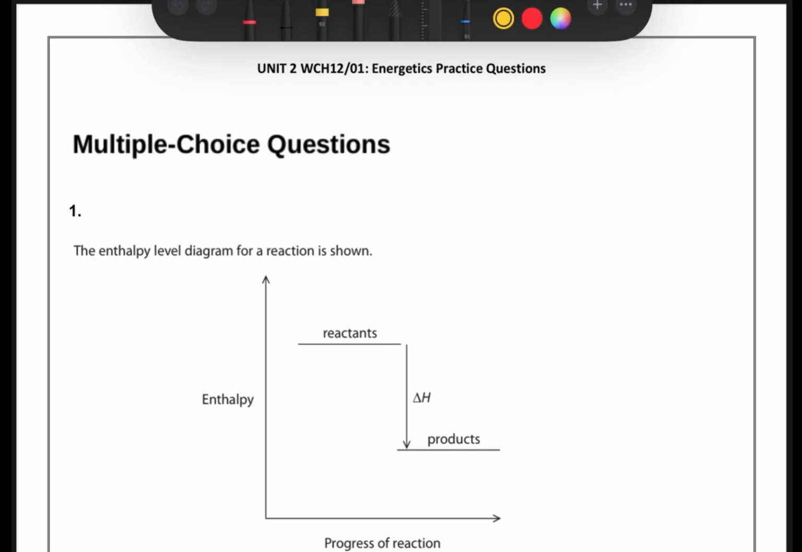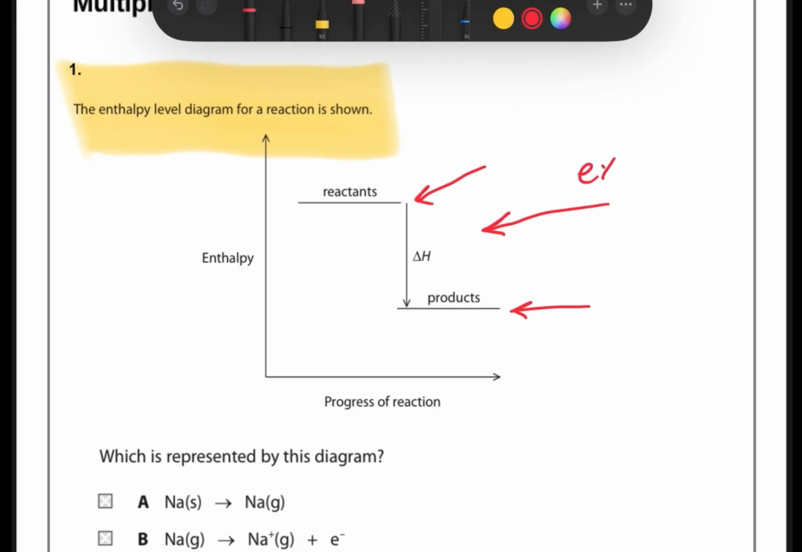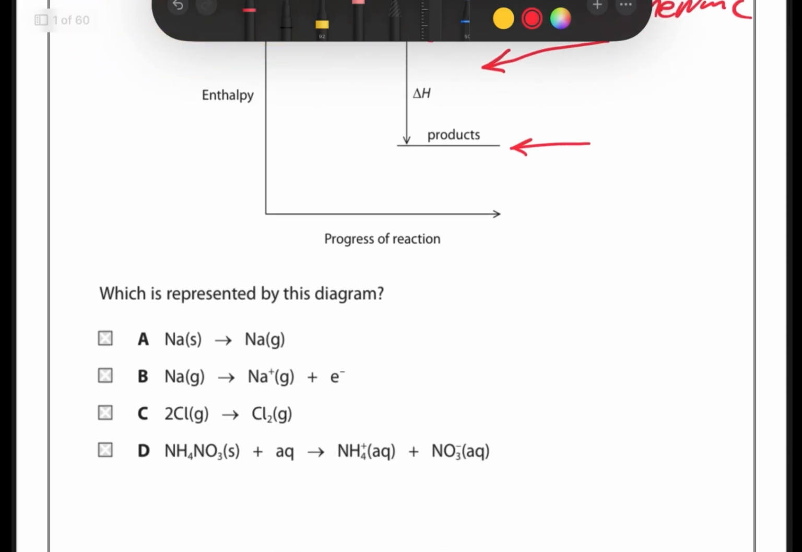The first question says, the enthalpy level diagram for a reaction is shown, as you can see, represented by this diagram. You have to determine whether this reaction is endothermic or exothermic. Based on our knowledge, since the product has less energy than the reactant, this reaction is an exothermic reaction. Now we're going to look at these possible answers, and whichever represents the exothermic reaction is going to be the answer. Let's start with the first one.